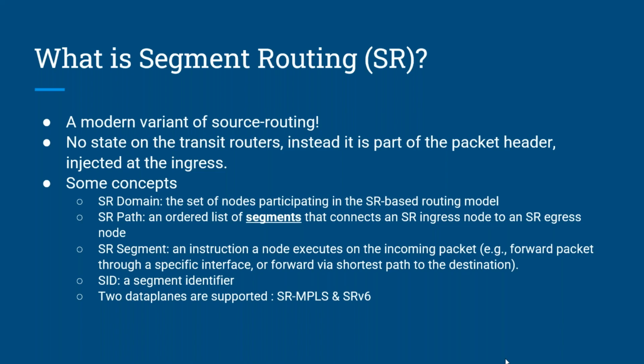And note the keyword, it's not an ordered list of nodes, it's not an ordered list of links, it's an ordered list of segments. So now the question is, what is a segment? Basically, an SR segment is an instruction that a node executes on an incoming packet. A very generic statement. And why is it a generic statement? Because we want to allow a lot of types of segments and a lot of programmability with these segments. That's why a generic statement like instruction, and this instruction, a very simple instruction could be forward the packet on a very specific interface, or forward via the shortest path to a particular destination. And Darren will talk about SRv6, in fact, we have a lot more segment types, and that's how you achieve programmability in the network.